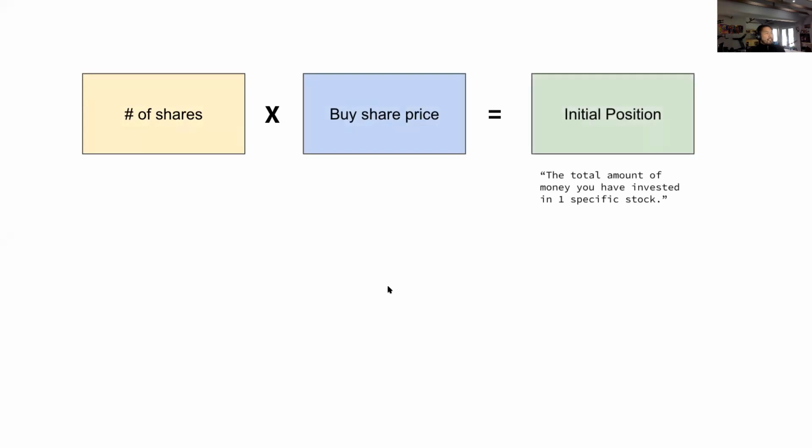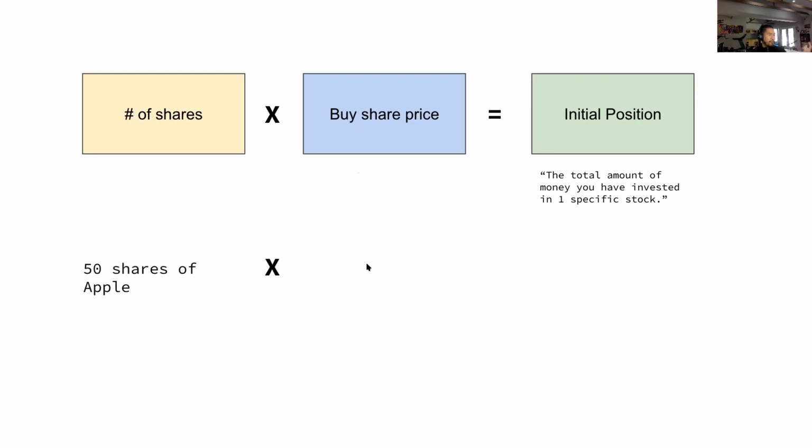The basic math and vocabulary that you need to be successful with this is right here. This is what an initial position is. You take a certain number of shares of a specific stock that you want to invest in. You multiply it by what we call the buy share price, which is the current share price for today. And then you have an initial position, which is the total amount of money you have invested in one specific stock. That's number of shares times the buy share price, which is how much each share costs today. You multiply those together and you get your initial position.